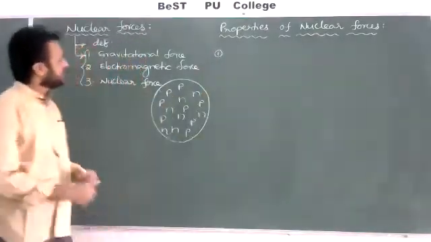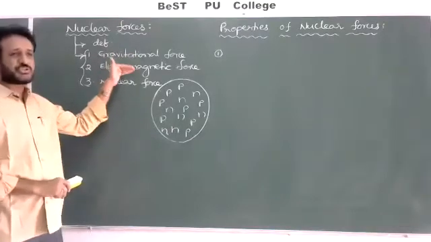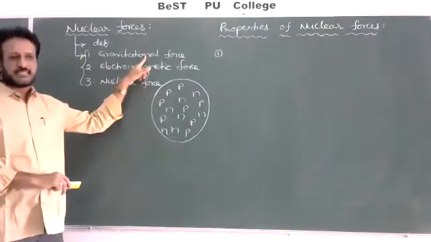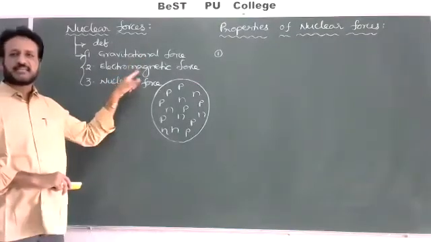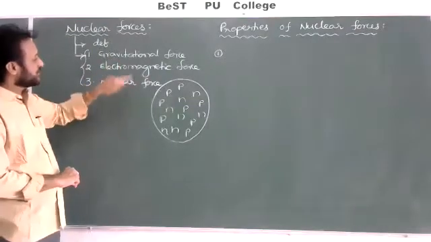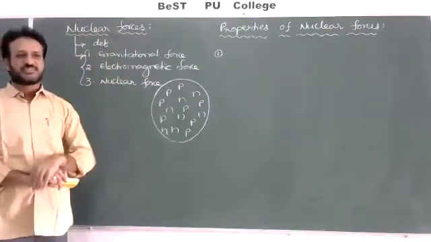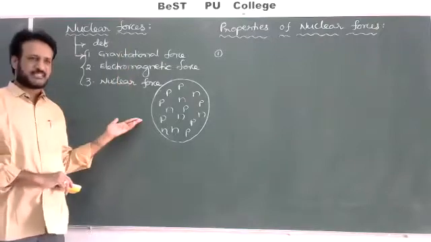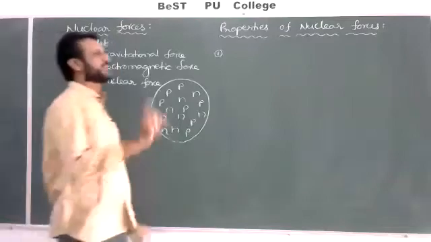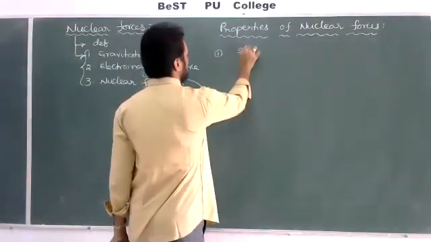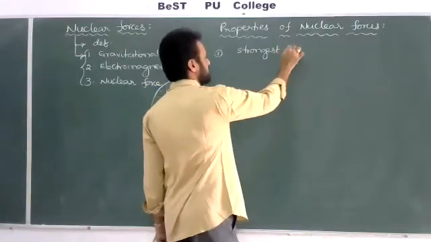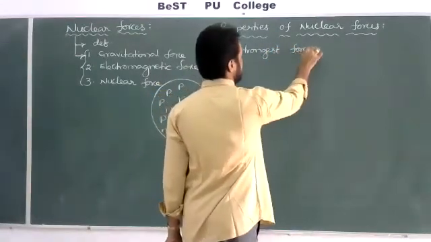Among all the basic forces, which is the strongest force? Gravitational is one time; electromagnetic is 10 to the power of 36 times stronger. But compared to electromagnetic, nuclear force is 100 times stronger. So among all the basic forces, the strongest is the nuclear force only. Nuclear force is the strongest force in nature.